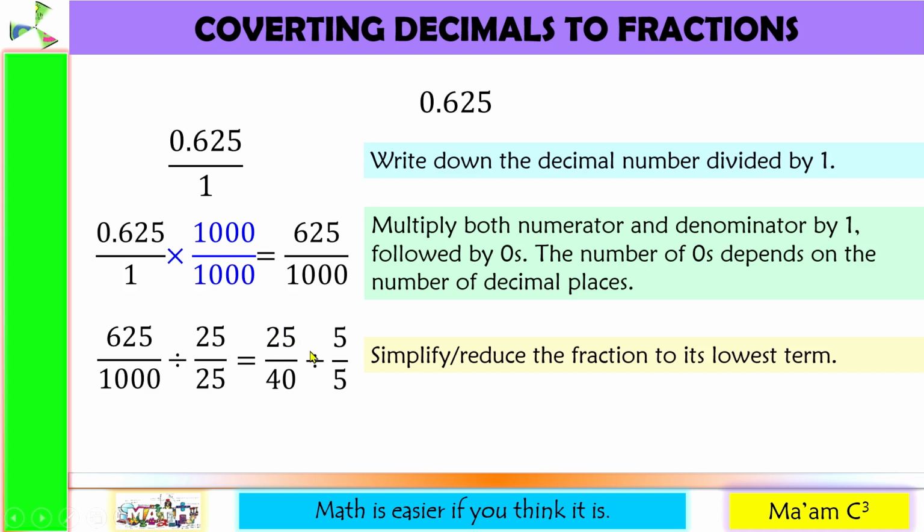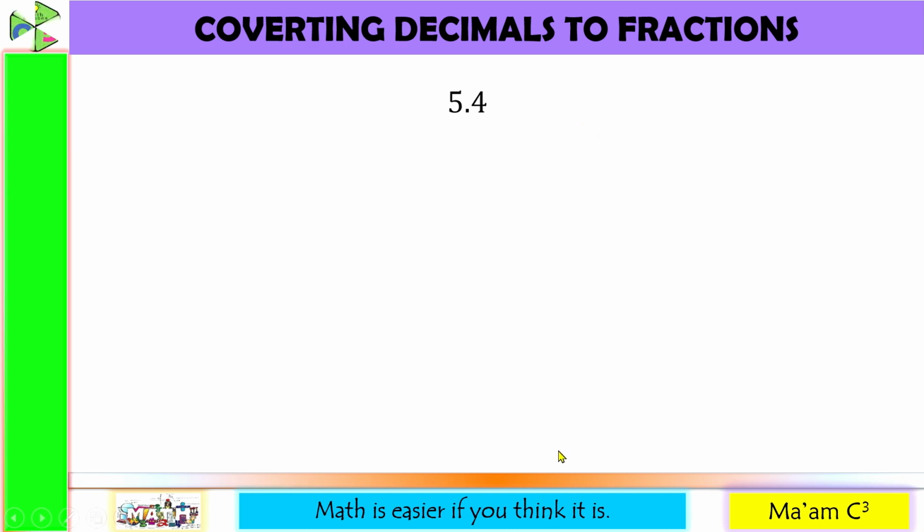So 25 divided by 5 is equal to 5. 40 divided by 5 is equal to 8. Analyze your answer again. Is there a number where you can divide both 5 and 8? None. So meaning this is your final answer. So 0.625 is equal to 5 over 8. Another one, we have 5.4.